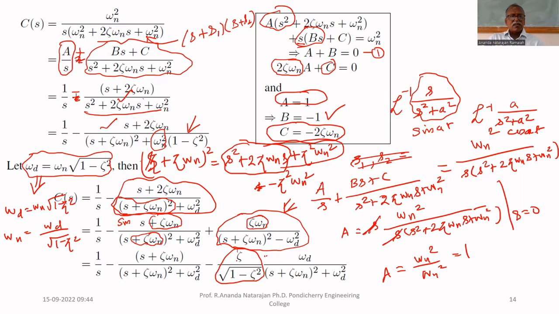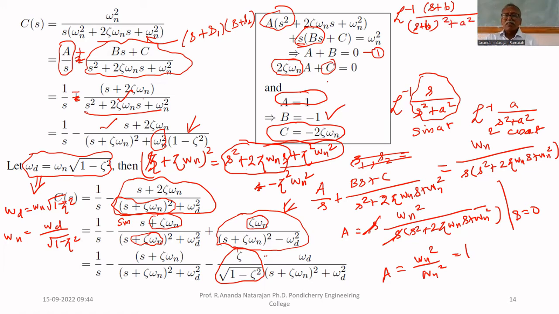Zeta is also taken outside: zeta divided by square root of 1 minus zeta square, omega d upon (s plus zeta omega n) whole square plus omega d square. Now, omega d upon s square plus a square is the term we have. Instead of s, if s plus b is there, let us assume s plus b. Here I am writing the Laplace inverse of s plus b upon (s plus b) square plus a square.